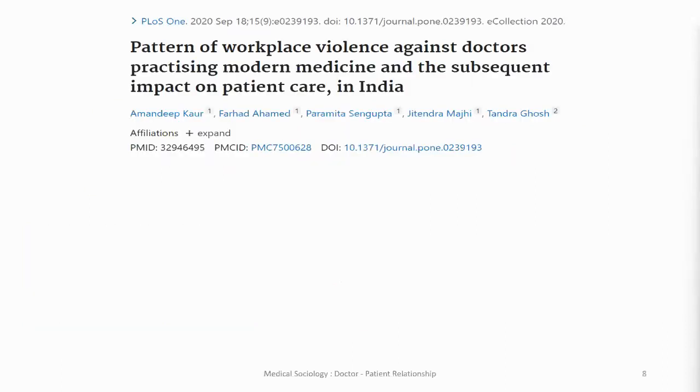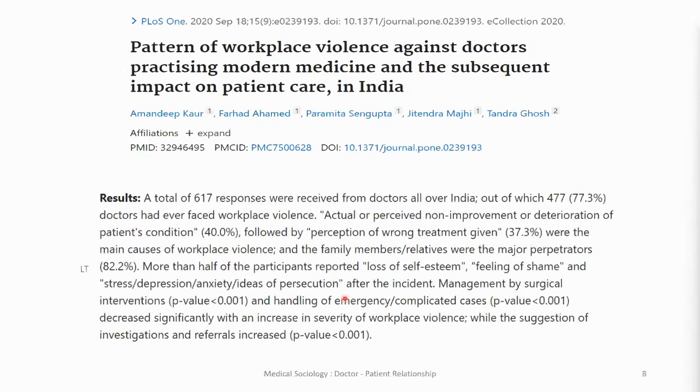Similarly, we could see another article from doctors of AIIMS Kalyani on patterns of workplace violence against doctors practicing modern medicine and the subsequent impact on patient care in India. You could see the results are almost the same.